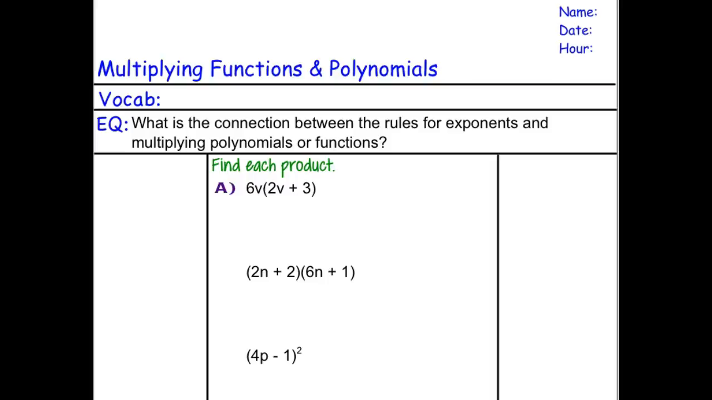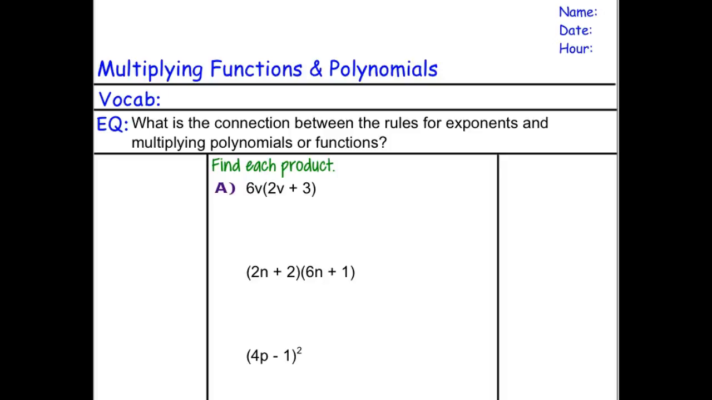Hey guys, following our lesson yesterday on adding and subtracting, we're going to, as you can expect, follow with multiplying. We are not going to divide until we get to rationals, if we get to them. Otherwise, you will get to them in either Algebra 3 or Pre-Calc, depending on what you take next.